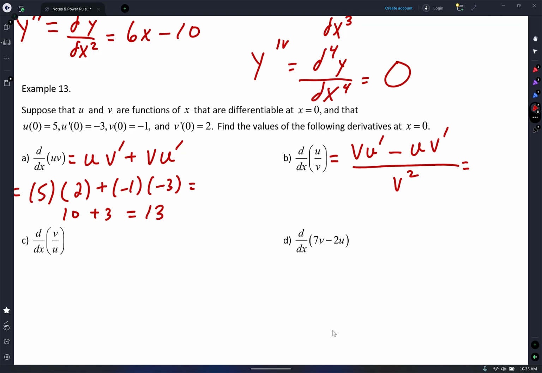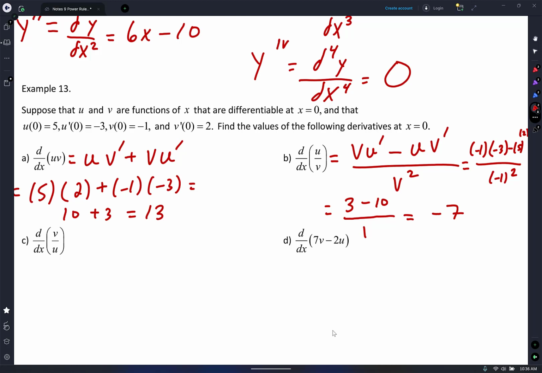So I'm just plugging in numbers now. So v of 0 is -1. So let me see if I can fit it all in here. What's u prime of 0? -3, no? Minus, and what's u of 0? 5. Times, what is v prime of 0? 2. All this is over v of 0 squared, so -1 squared. So let's see what we get. -1 times -3 is 3. Minus 5 times 2 is 10. Let me know if I made a mistake, guys. Everything okay so far? Over -1 squared, which is 1. So 3 minus 10, -7. So letter B is -7.